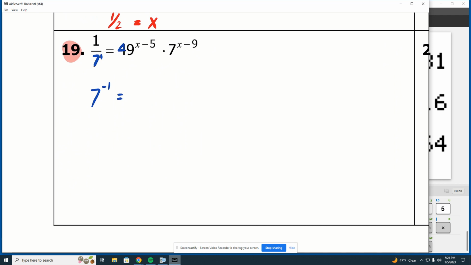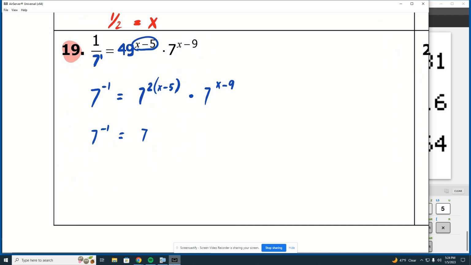49. Guys, how do I make 49 have a base of 7? Well, that's 7 squared. But don't forget, you already had that x minus 5 up there. We'll come to that in a second. And that's being multiplied by 7 to the x minus 9. Now remember, we need to get this all together. You are multiplying, see, and your bases are the same. So we can get those together by adding your exponents.